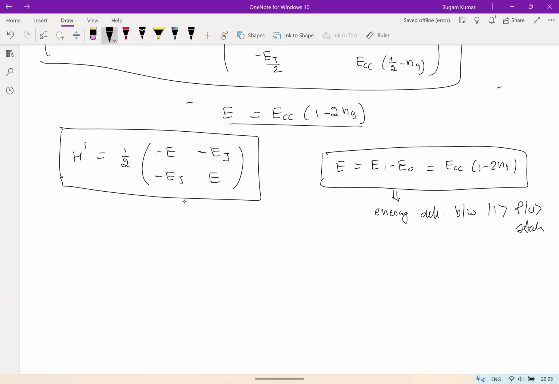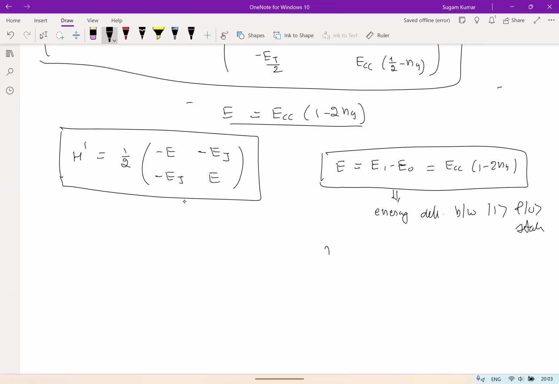Sir, the Hamiltonian we have derived, that is for a two-level system, 0 and 1, right? Two-level system, exactly. Yes, that's correct. And then when we talk about the value of Ng, could the value be more than 1 also, apart from 0, 1? That's true.